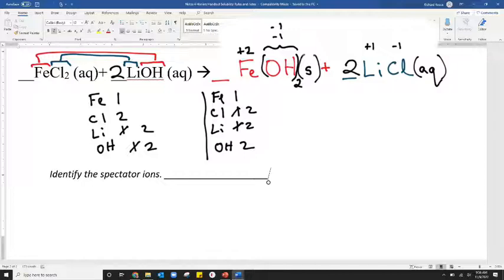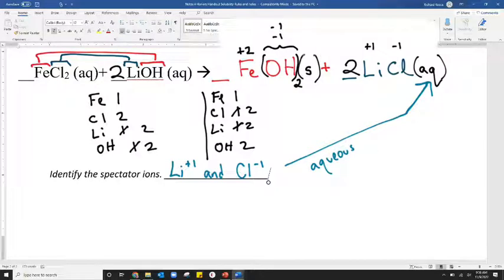Now, spectator ions. To identify your spectators, everybody, it seems harder than it really is, I think, for us at first. You just find your aqueous product, and then you divide it up into its ions. Lithium has a positive 1 charge, and chlorine has a negative 1 charge. So just Cl minus or Cl minus 1. You don't have to put the 1 there. So your spectator ions are your aqueous product. Break it up into ions.